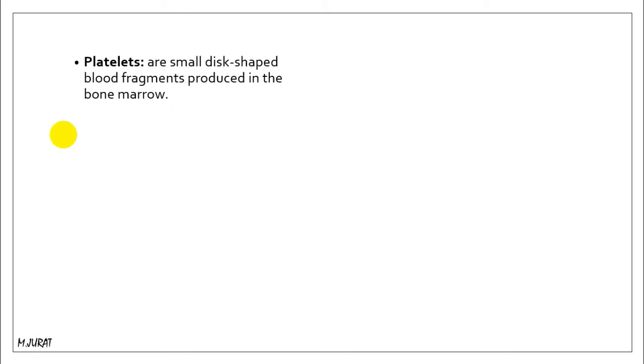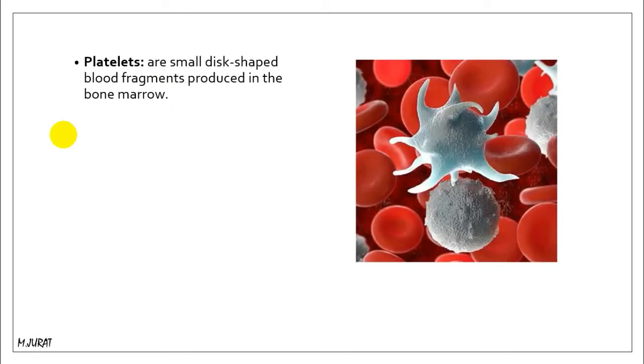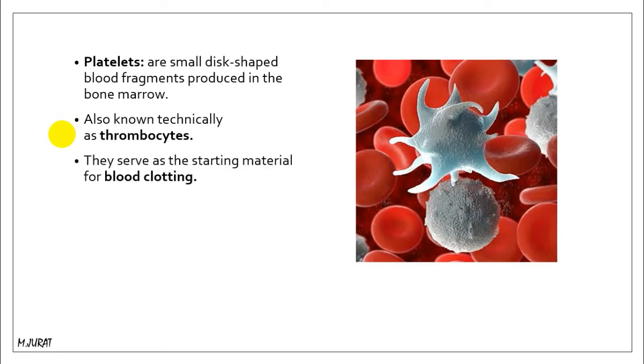The next structure is platelets. As you can see over there, in our blood vessels, the content of our blood, there are red blood cells, white blood cells, and platelet structures, and they are also produced in our bone marrow. And the other name for platelets that we can use is thrombocytes, and they serve as starting material for blood clotting.